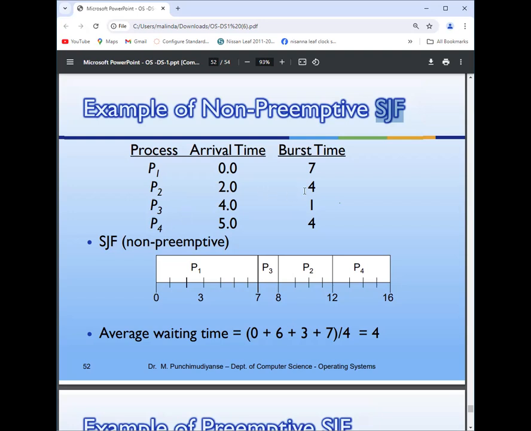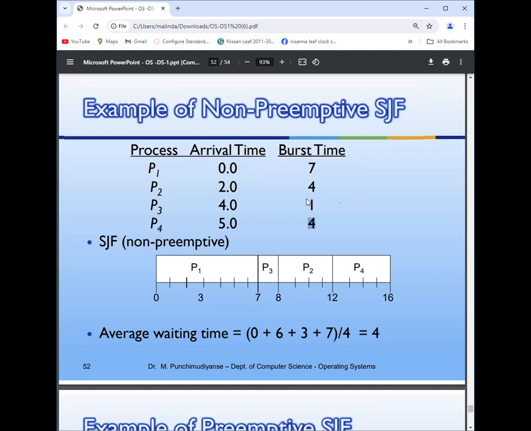The problem is their burst times are equal, right? P2 also has 4 milliseconds. P4 also has 4 milliseconds. So our algorithm is shortest job first, but shortest job first cannot be applied because the time is the same. Both have 4 milliseconds of burst time. So which one will run then?